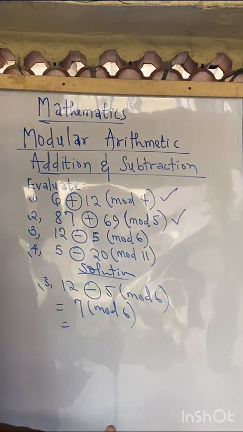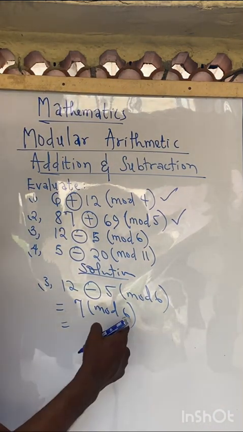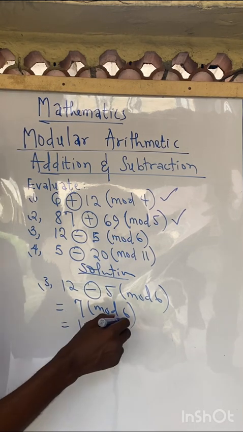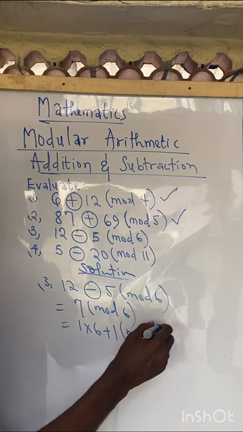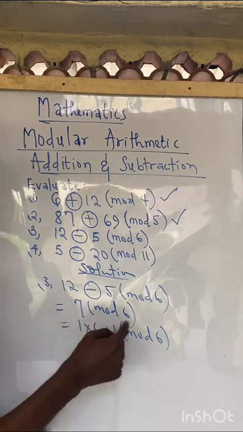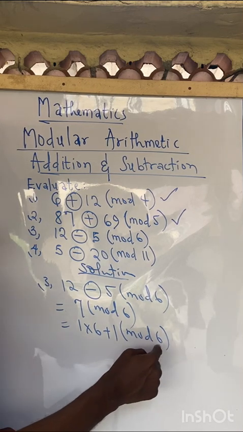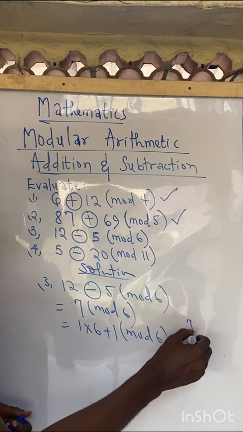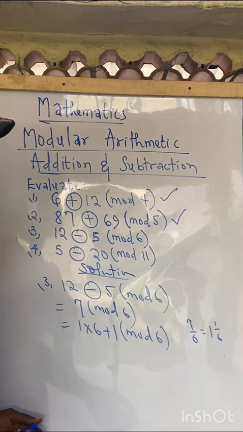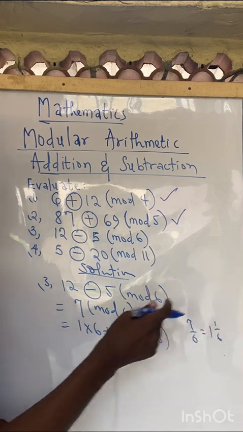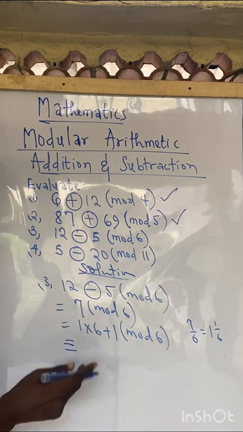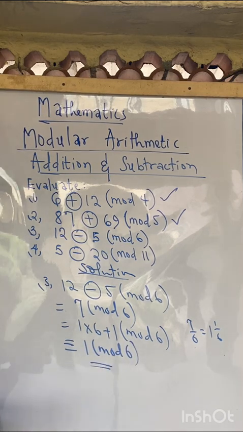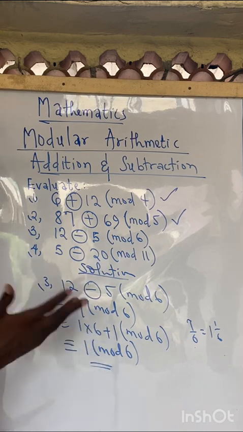So by following the pattern that I taught in our previous video, you will say that 1 times 6 plus 1 is the same thing as 7 mod 6. That is, you will write your 7 as a multiple of 6 by dividing 7 by 6. 1 over 6. So that's 1 times 6 plus 1. That's what I wrote here. Then the equivalent answer will be 1 mod 6. That's the final answer.